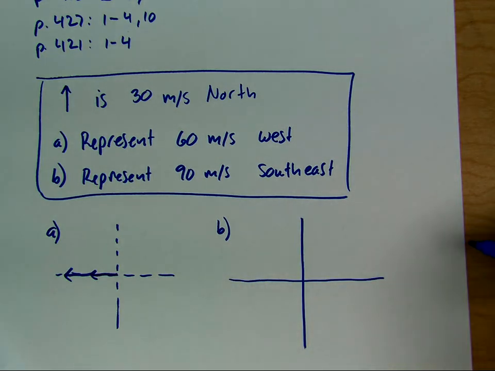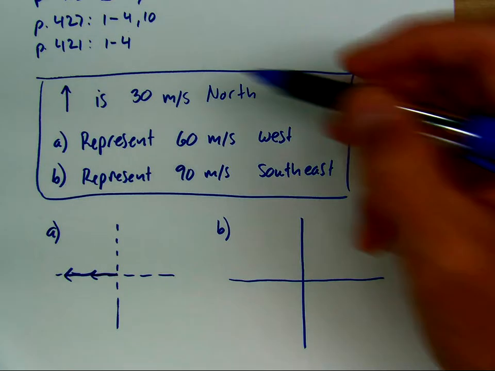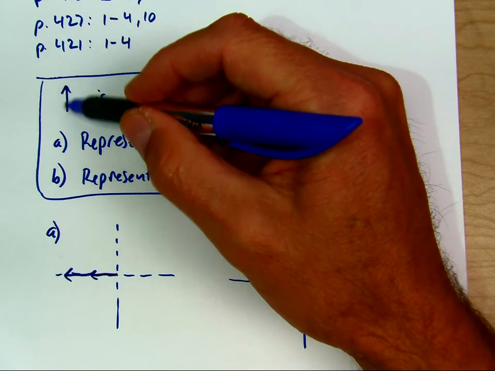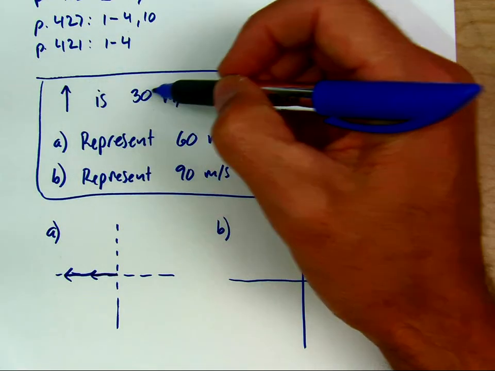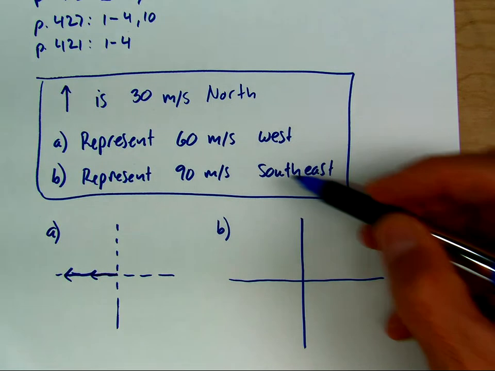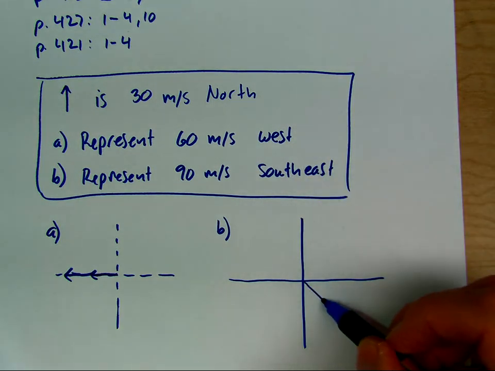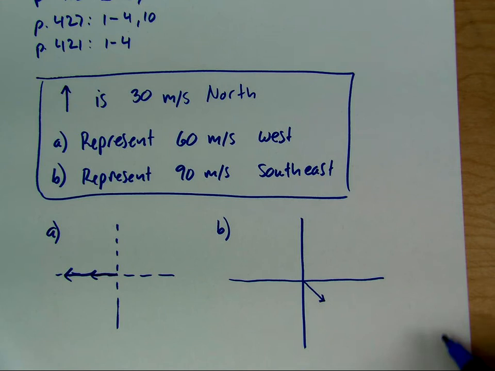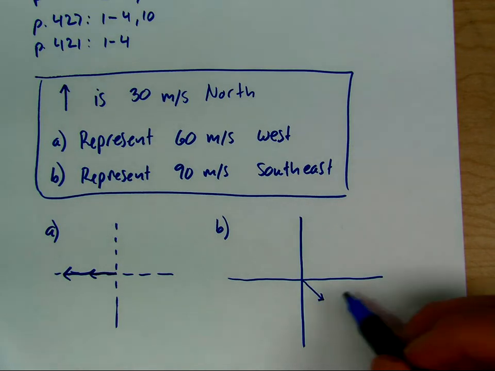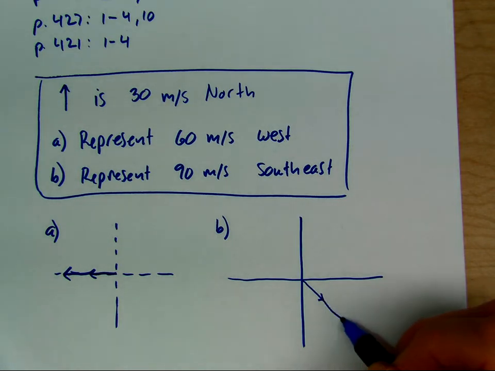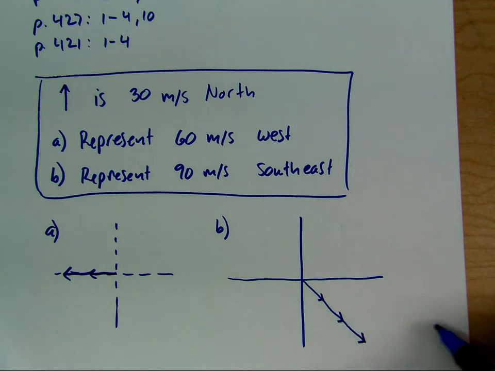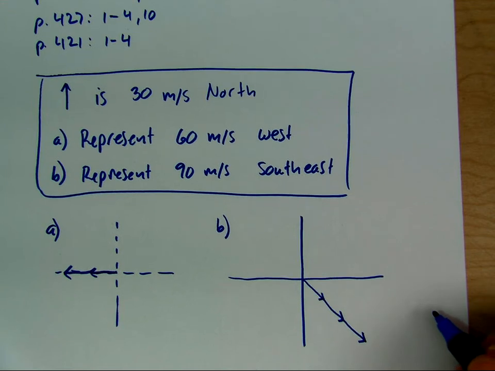And we're just estimating the length. So here we have a length. This length is the magnitude of 30, and we need to have 3 of them going in this direction. If we drew that, that looks like 30 meters per second southeast. And then if we doubled it, now we're at 60, and then we go 3 of them, and that will represent 90 meters per second southeast.